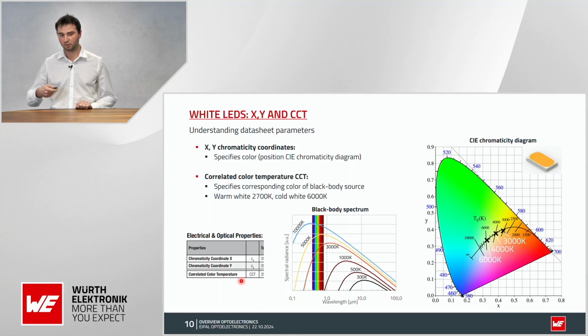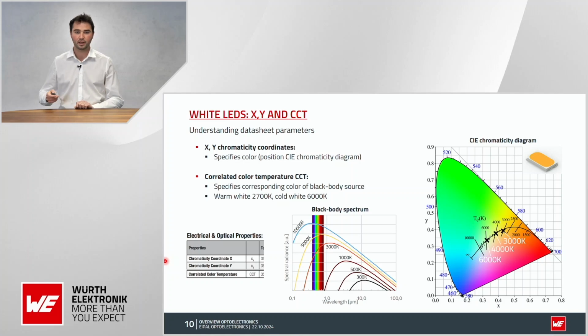But we not only have the color coordinate, we also have the correlated color temperature. Color temperature typically goes from 2700 Kelvin for warm white LEDs to 6000 Kelvin for cold white LEDs. So cold white is more bluish light, while the warm white is more like a reddish white. So where does this come from? How did anyone come up with the idea of a correlated color temperature?